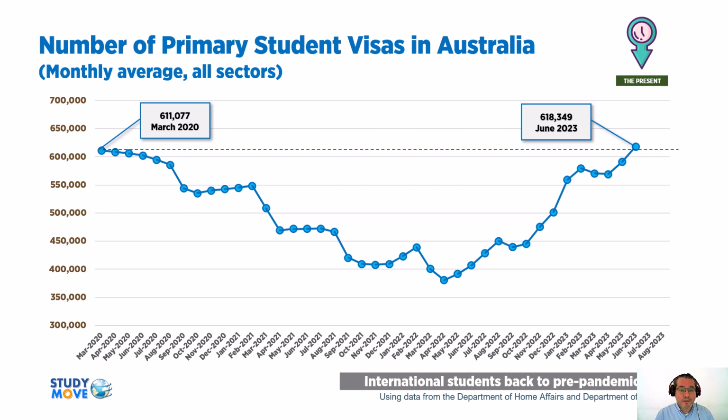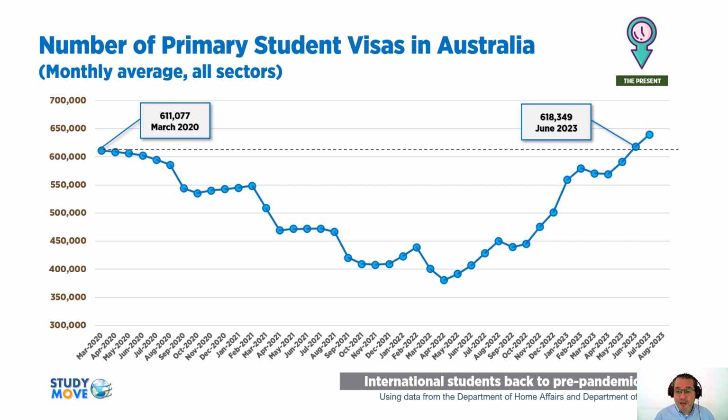If we look back at some of the reports and analysis, a lot of people were expecting that we would reach this number by 2024 or even 2025. In fact, our analysis at Studymove put it at December 2023, which a few years ago was seen as very optimistic. But as you can see, even the most optimistic forecasting was wrong. We reached this number 6 months ahead of any forecast that we had before. So that's a really, really good recovery.